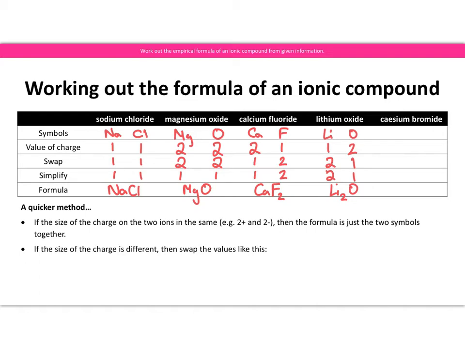And then finally, cesium bromide. So Cs is cesium, Br is bromine. It's group 1, so it's 1. Group 7, so it's 1. We swap them, but obviously that's the same. We simplify them, they're obviously the same. And then the formula, therefore, of cesium bromide is CsBr.